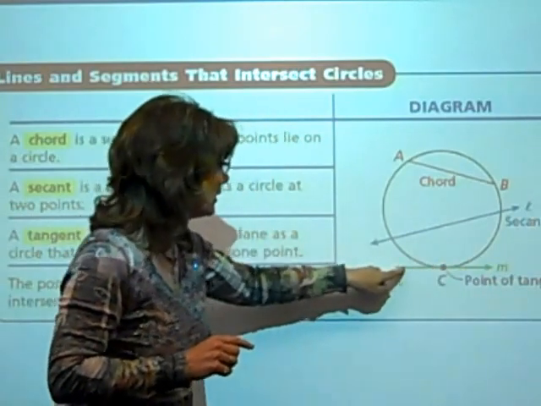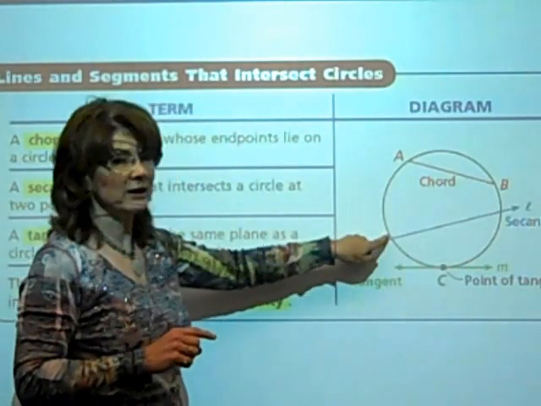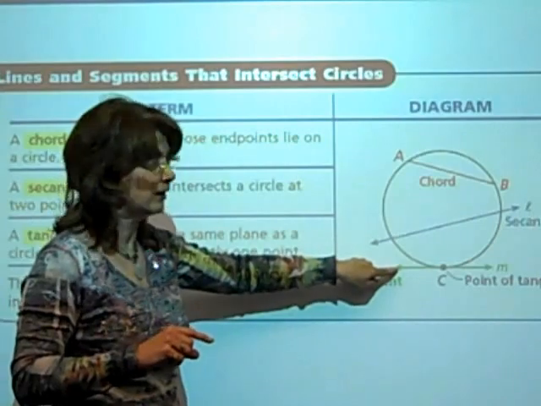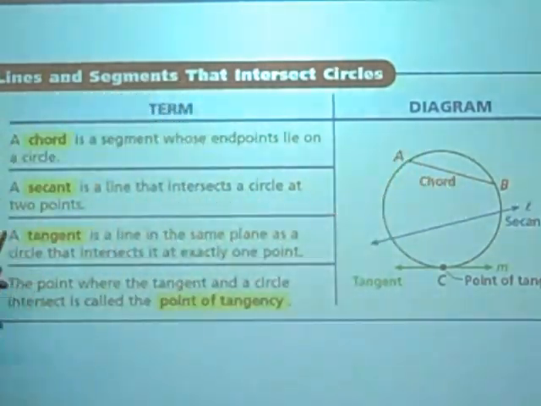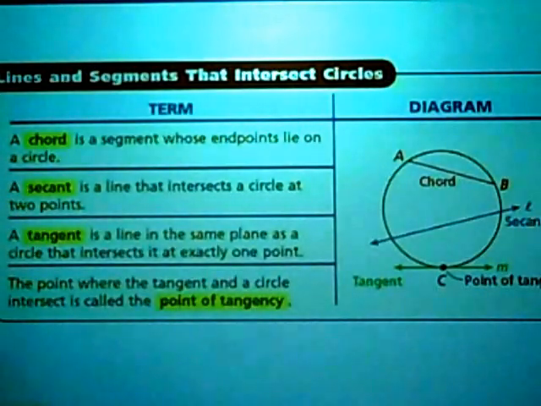So this would be a tangent line. So secant lines intersect at 2 points, tangent lines at 1 point, and a chord has 2 endpoints on the circle. And the point of tangency is where the tangent intersects. So fill out those on your worksheet, your vocab sheet. Pause the video to do it.